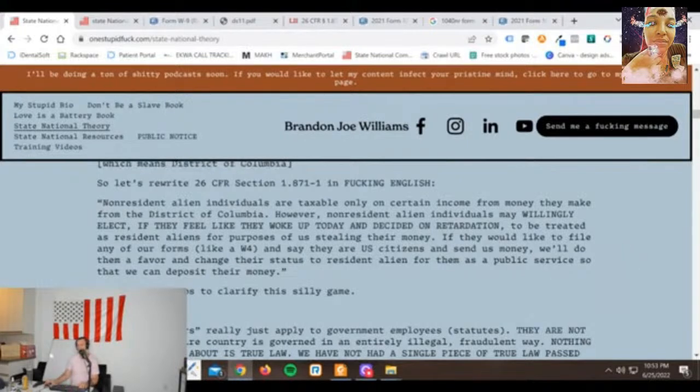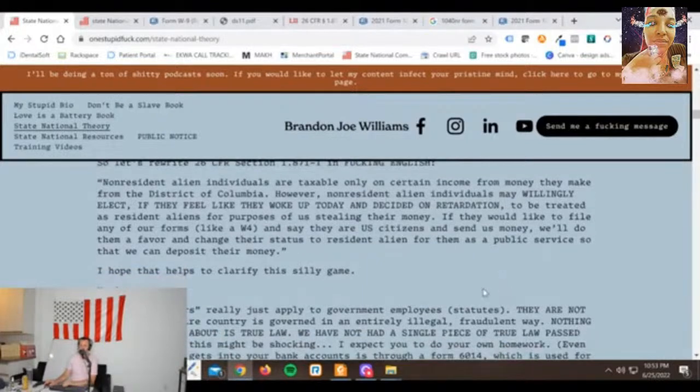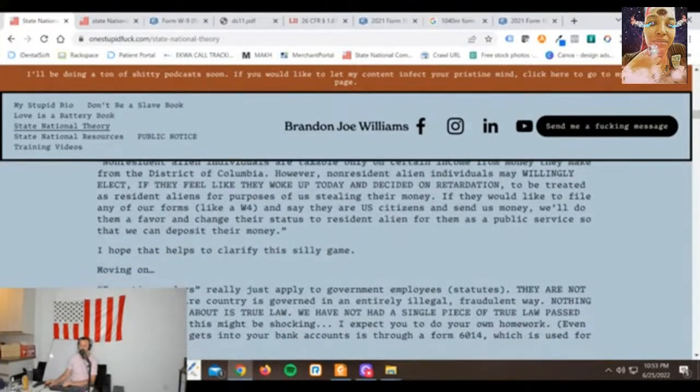So I rewrote 26 CFR 1.871-1: Non-resident alien individuals are taxable only on certain income from money they make from the District of Columbia. However, non-resident alien individuals may willingly elect to be treated as resident aliens for purposes of us taking their money. If they would like to file any of our forms, like a W-4, and say they are U.S. citizens and send us money, we'll do them a favor and change their status to resident alien for them as a public service so we can deposit their money. That's exactly what's going on.